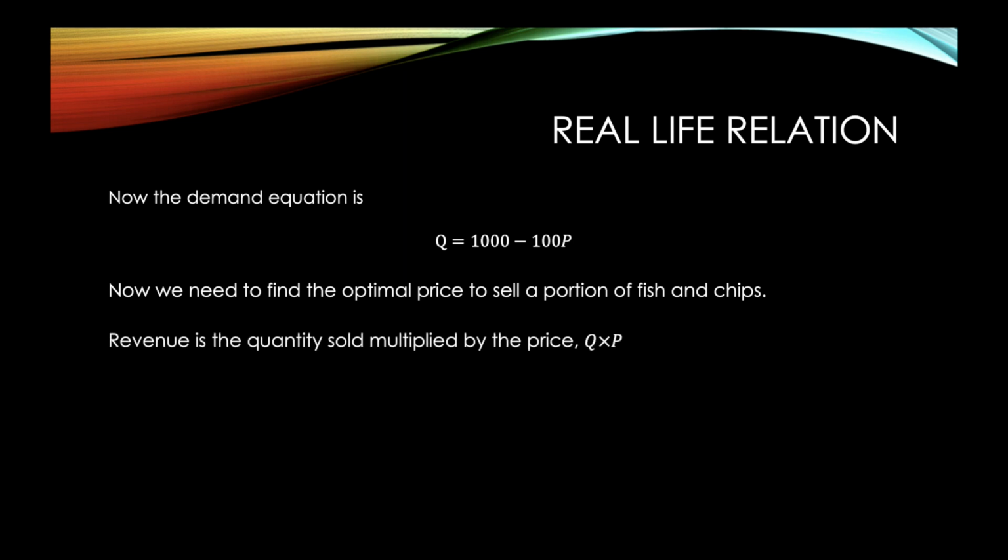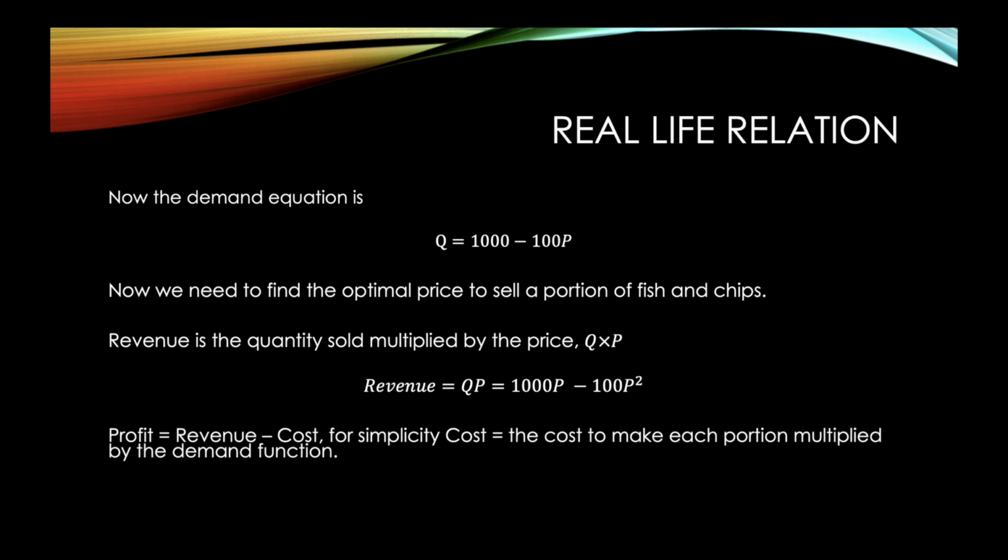Now, revenue is the quantity of the portions sold multiplied by the price P. This is just simply multiplying the above demand function by P on both sides and you arrive at 1000p minus 100p squared. Okay, let's now define profit as the revenue that we've just obtained minus the cost.